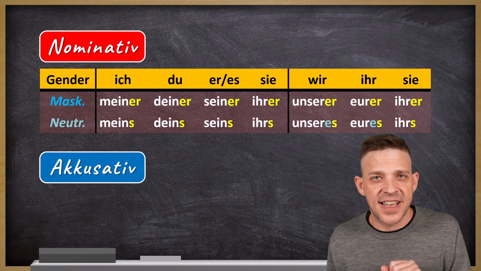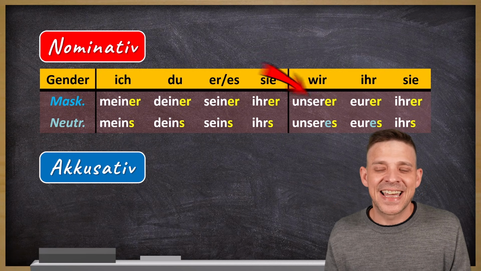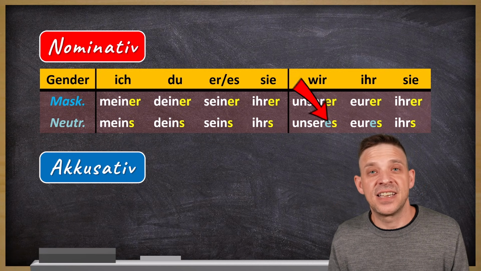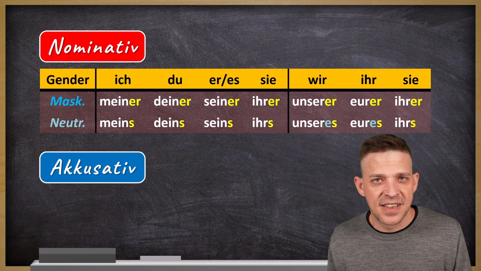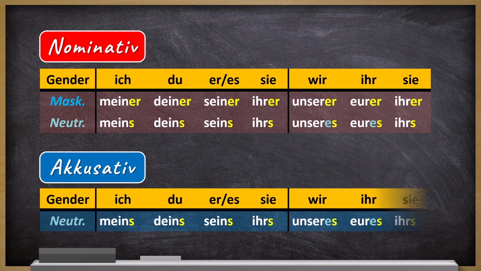And also one special case here as well is unseres und eures. There is an additional E in between the R and the S for neutral nouns. The third situation is in accusative and is also for neutral nouns. Meins, deins, seins, ihrs. So for accusative, for neutral nouns, the possessive pronouns are not the same like the possessive articles. So for example, ich habe mein Handy verkauft. Mein Handy is possessive article. Possessive pronomen would be: ich habe meins verkauft.